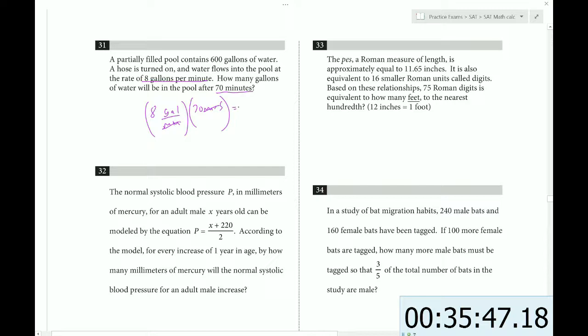8 times 7 is 56, so that's 560 gallons that are added to the pool. But there's already 600 gallons in the pool, so that's a total of 1,160 gallons.